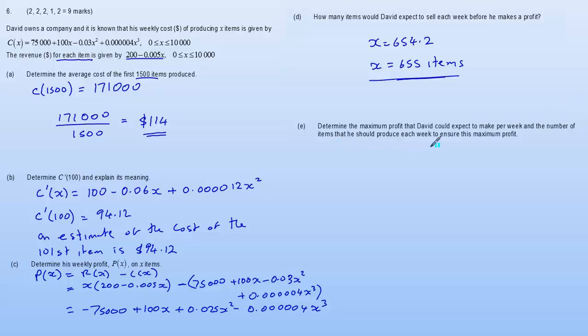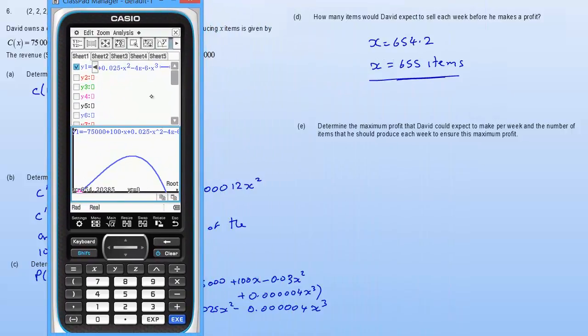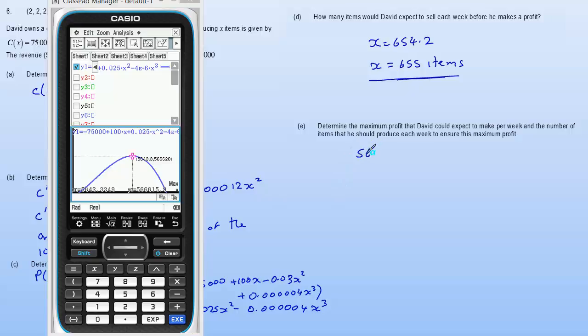Determine the maximum profit that David could expect to make per week and the number of items that he should produce each week to ensure this maximum profit. Well, we already had the function in the calculator, so maximum will be up here. Analysis, gsolve, max. So we've got 5643.33. So I think we need to check at 5643. So that will be profit there, and 5644 to see which one is actually best.